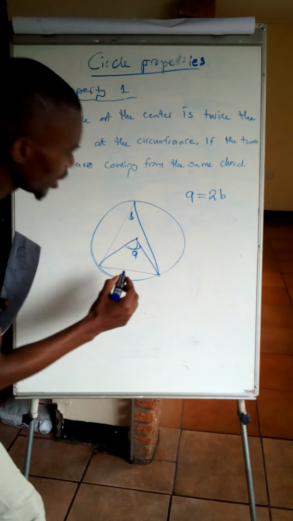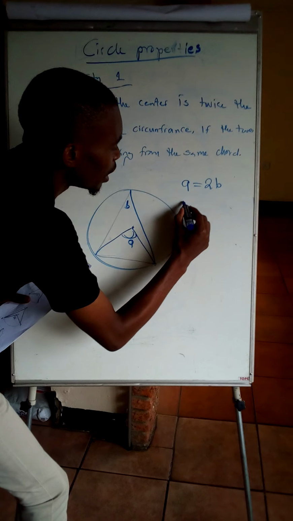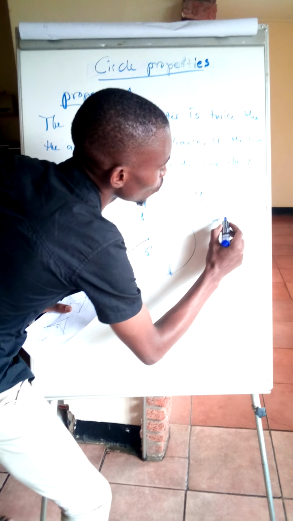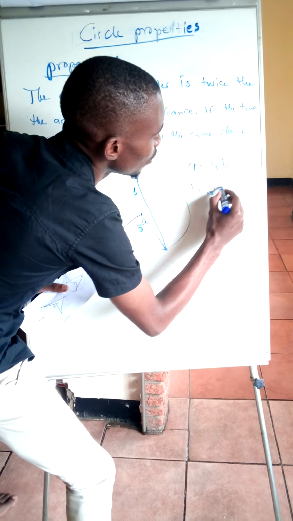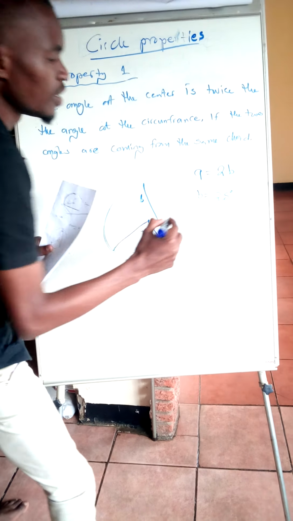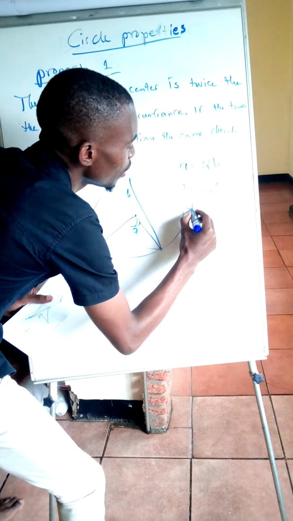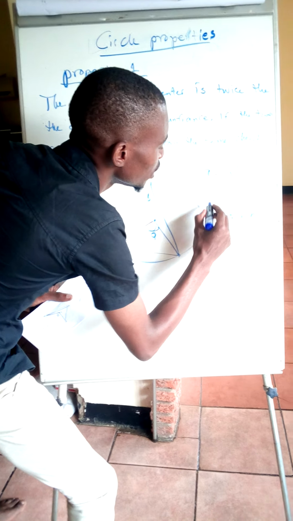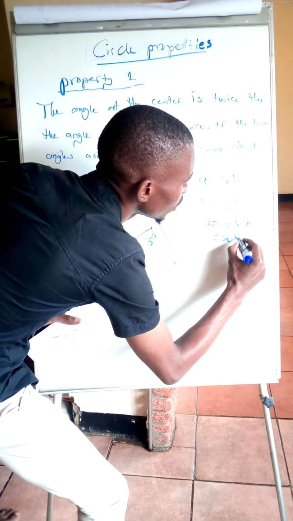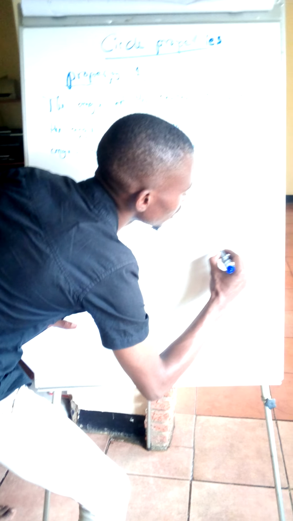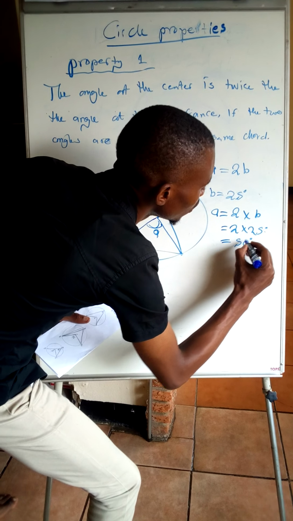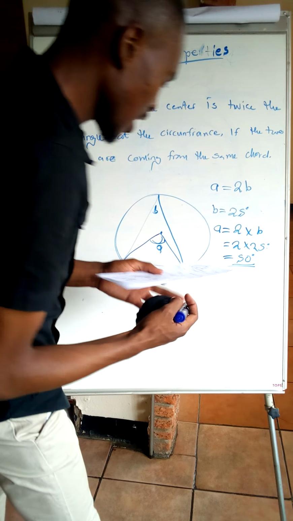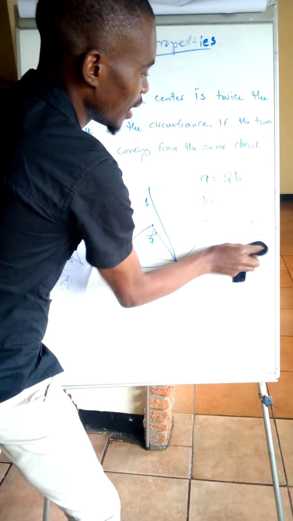So meaning that if we have angle B to be, say, 25 degrees, our A will be just 2 times B, which is 2 times 25 degrees, which is equal to 50 degrees. As simple as that. So that's the first property. Let me give you another example.